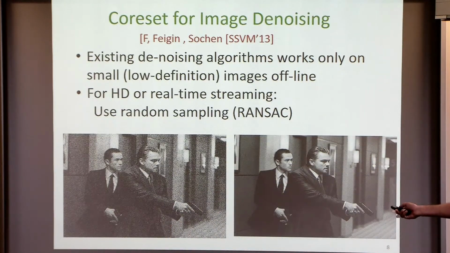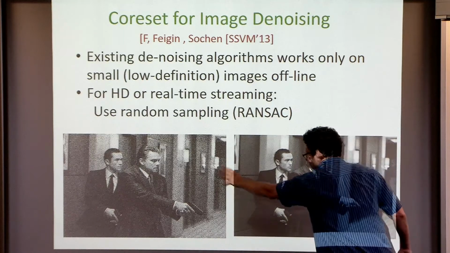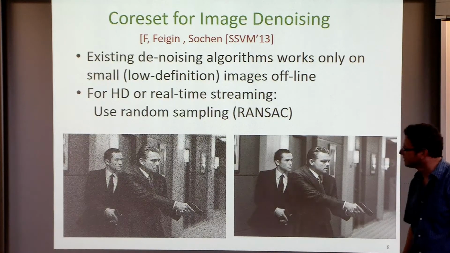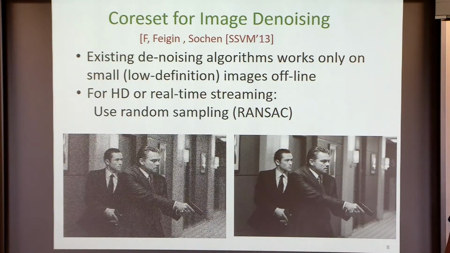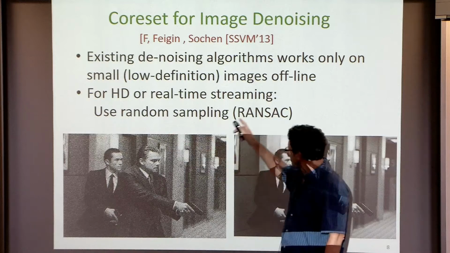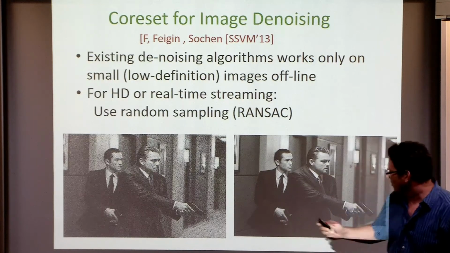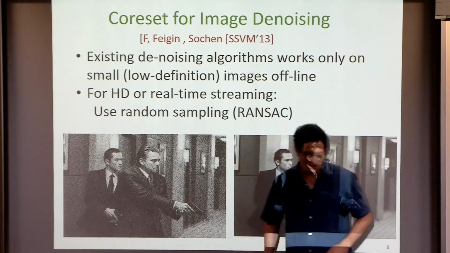For example, we have a paper with Fagin and Soken from Tel Aviv University about an algorithm for cleaning noise, denoising images. We have an existing famous algorithm, but it works well only for low definition images and offline. And you want to apply it to high definition images. Also, if you have a high definition image or streaming, and you don't have the time or space to actually run the algorithm on such data, you get out of memory in MATLAB. So just use uniform random sampling, or usually in computer vision they call it RANSAC, which is just a heuristic that says run the same algorithm on a uniform sampling of the image and it will get the same structure from the image.